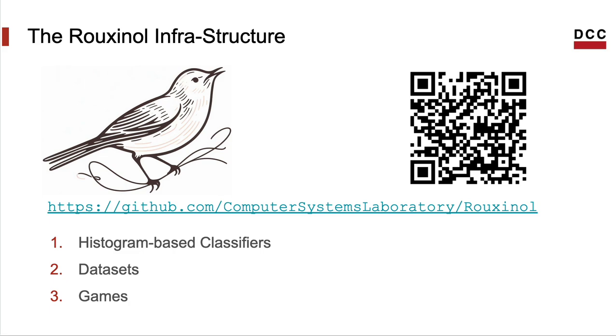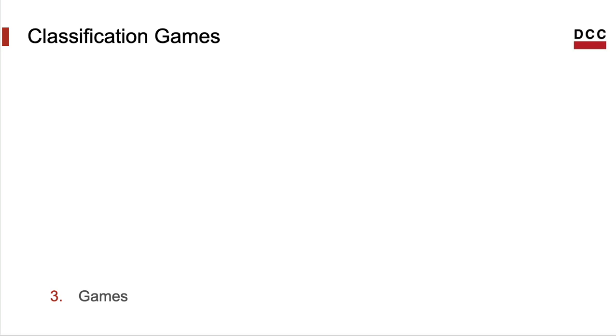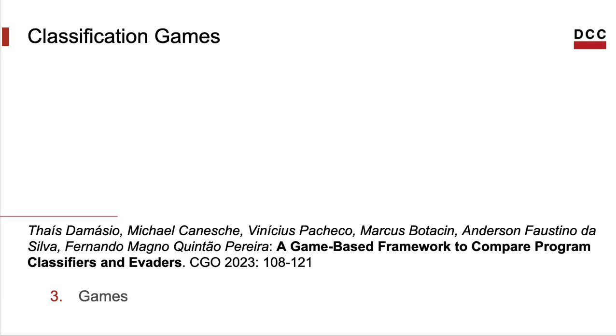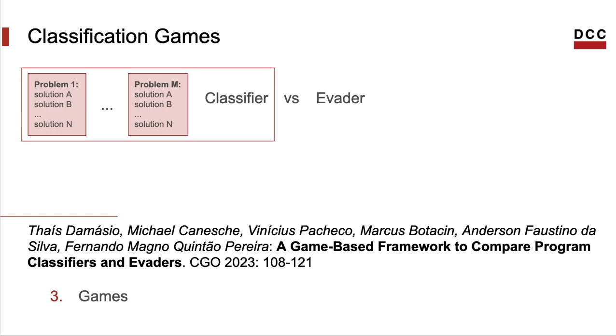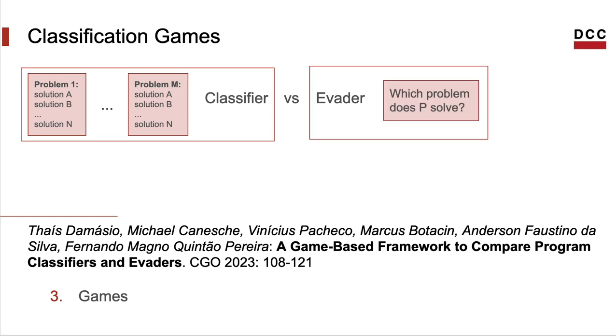And then there is all the infrastructure to set up games using classifiers and evaders to see how well the classifiers do, even when you try to obfuscate the program. These games are indeed a big part of Rochinol. That's a concept we borrowed from another paper that designed this methodology to measure the effectiveness of binary thieving tools, published in CGO in 2023. The classifier can be trained with problems and several solutions to these problems. The evader provides the classifier with a challenge, which is a program in a class of problems, and then the classifier must try to guess which problem the program solves.